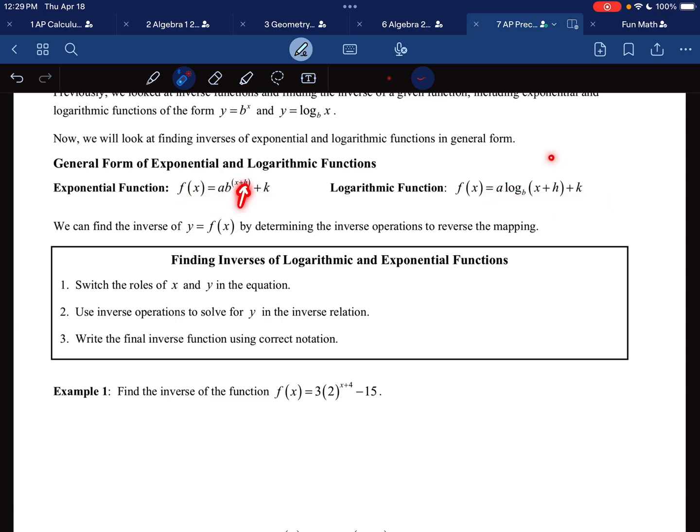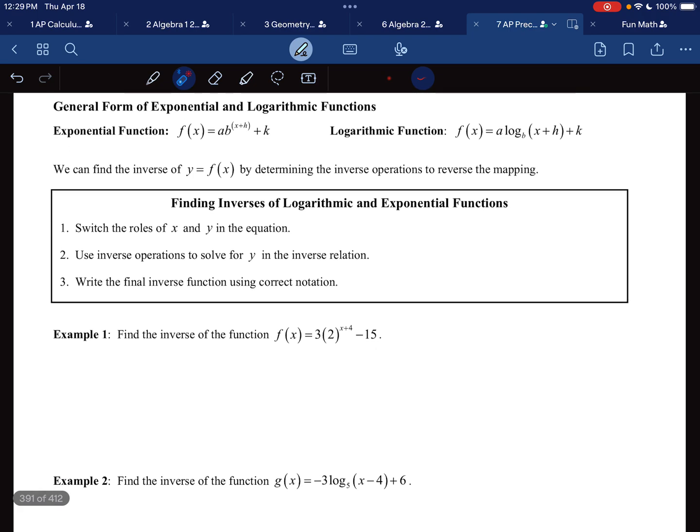We know that the h and h here are going to be a horizontal translation. We know k and k here are vertical translation, and we know a is going to be a vertical dilation. Anything that we need to know? Okay, so these are the general rules.